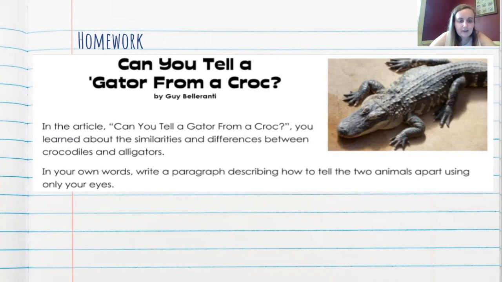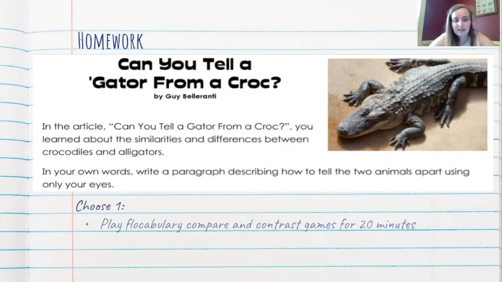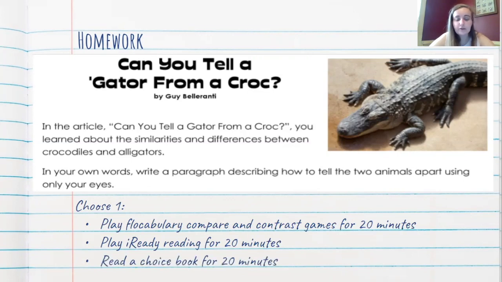And then the second thing, you're going to choose one of these topics. So it's the same choices as yesterday. So you can play the vocabulary compare and contrast game. You log on through Clever to do that. You can play iReady for 20 minutes. That I think is through Clever too. And then you can choose the choice book to read for 20 minutes. So that is what you are working on tonight.